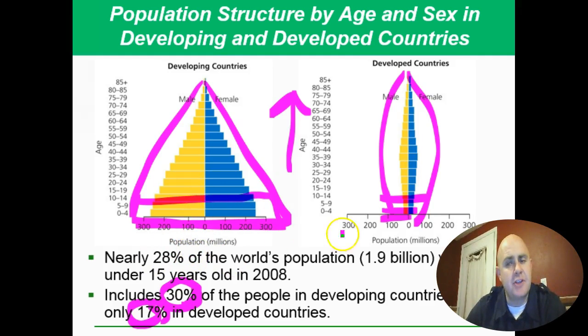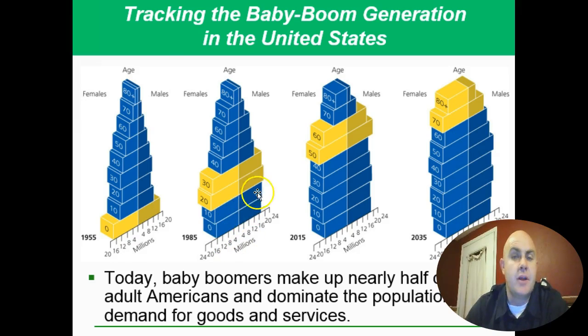And then as these populations move through these pyramids, we have to understand the impacts of those. And so the baby boomers are a good example of that. Baby boomers born after World War II, when the GIs came back, there was a huge population surge. And so when they were born, in this first pyramid that they're represented in the yellow, there was a huge chunk of them. And so that was back in 1955.